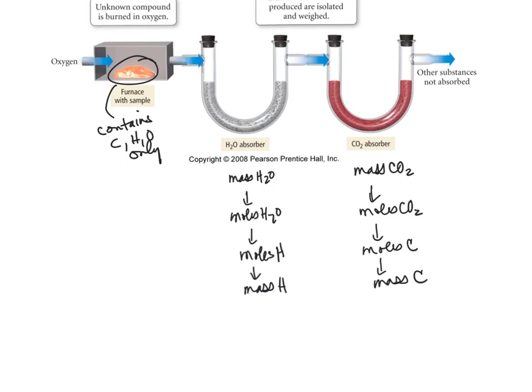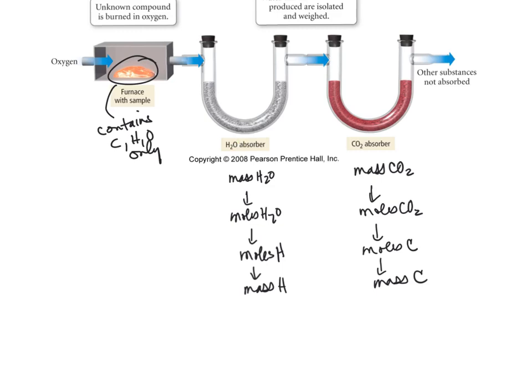The reason why you cannot get the mass of oxygen from the water and the CO2 is that some of the oxygen in the water that's formed and in the CO2 that's formed comes from the oxygen that's blowing through and performing the combustion.